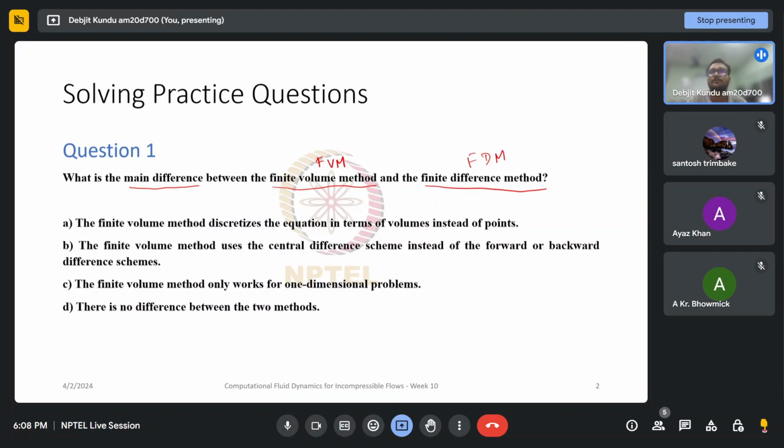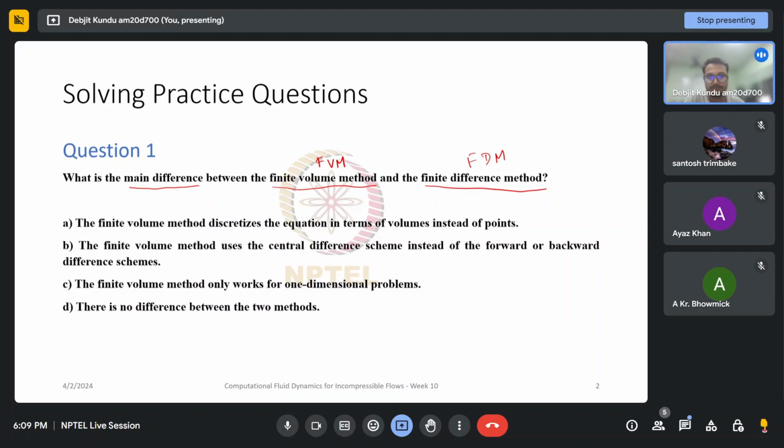Is it option A? The finite volume method discretizes the equation in terms of volumes instead of points. Option B, the finite volume method uses central difference scheme instead of forward or backward difference schemes. Or is it option C, that the finite volume method only works for one-dimensional problems? Or is it option D, that there is no practical difference between the two methods? So here we have four options. Read them carefully, and once you're convinced that this is the correct answer, you can type in the chat box, or you can unmute and answer as well, however you feel comfortable.